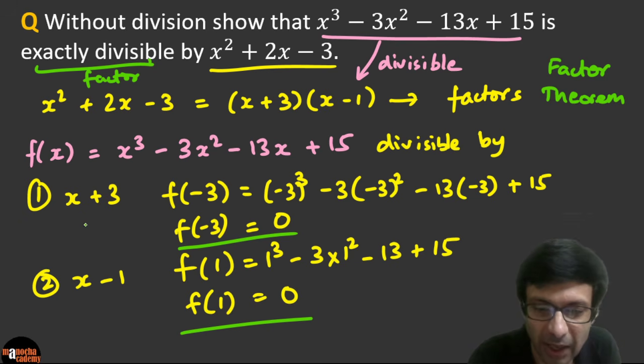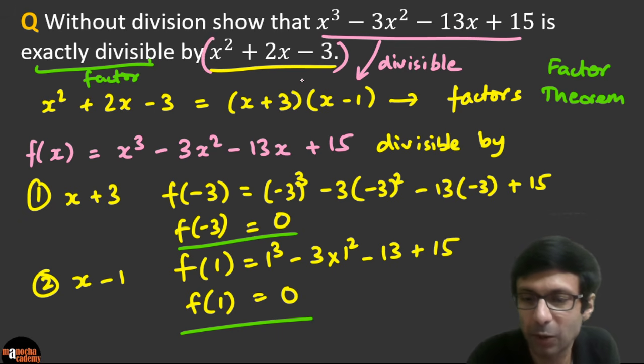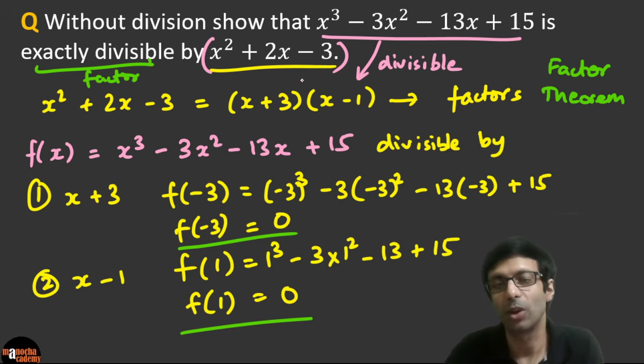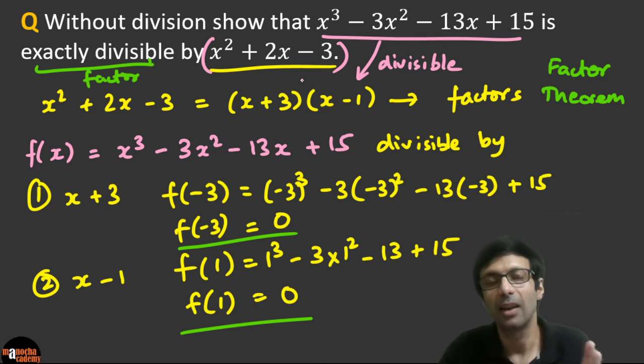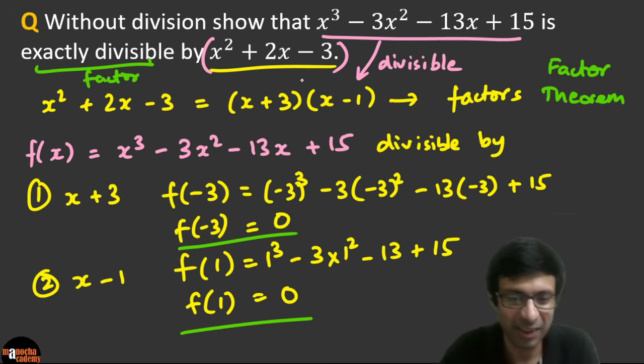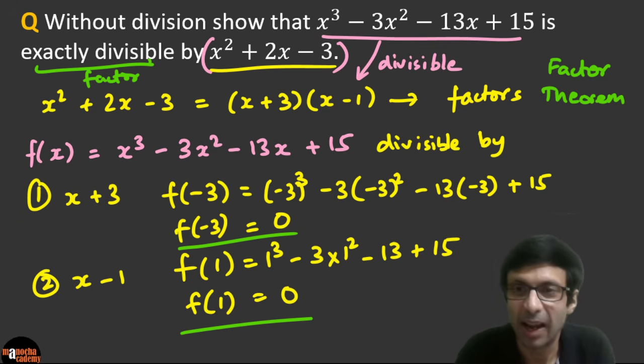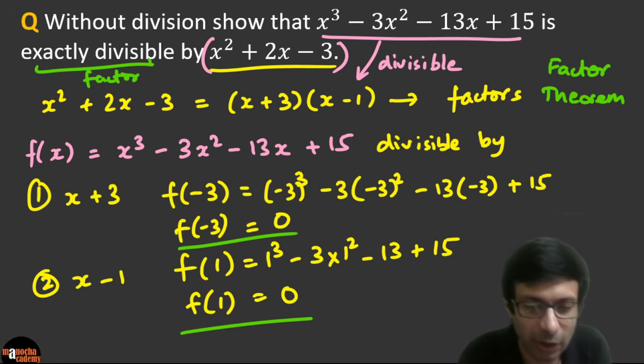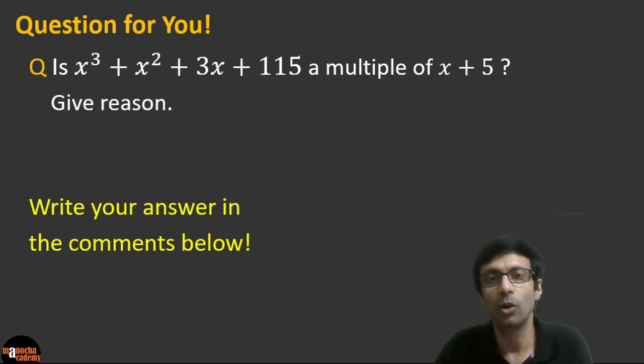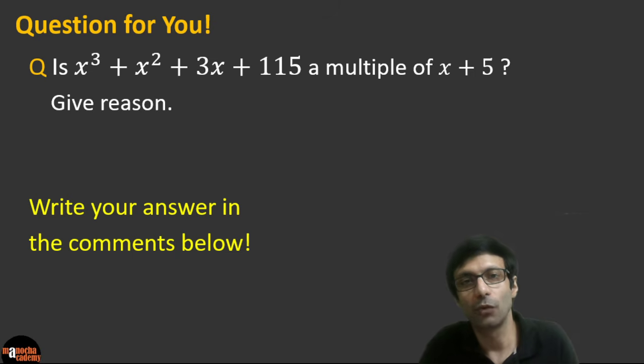So therefore we can say these two guys divide the polynomial, hence x square plus 2x minus 3 is also dividing our polynomial, or our polynomial is exactly divisible by x squared plus 2x minus 3. Clear? Okay, guys, so I hope the remainder and factor theorem is crystal clear to you now.